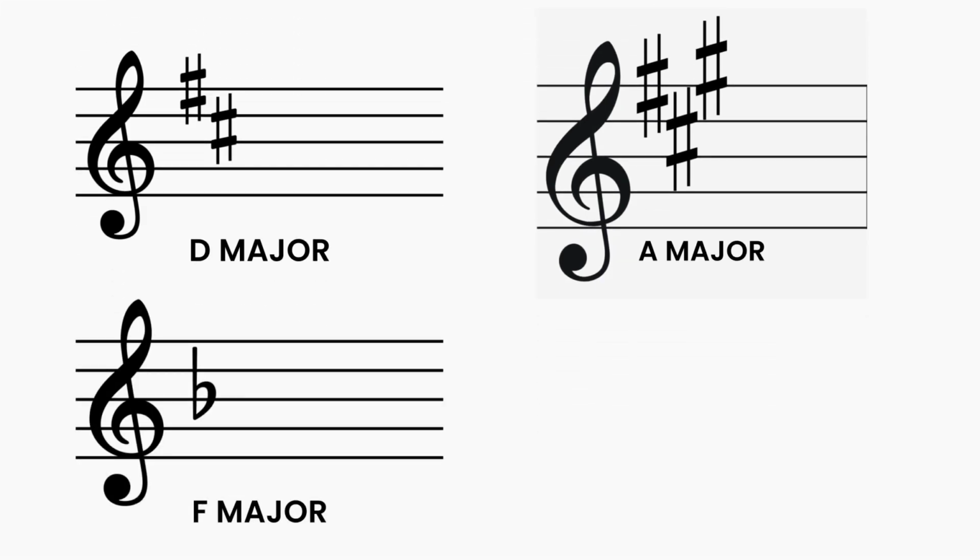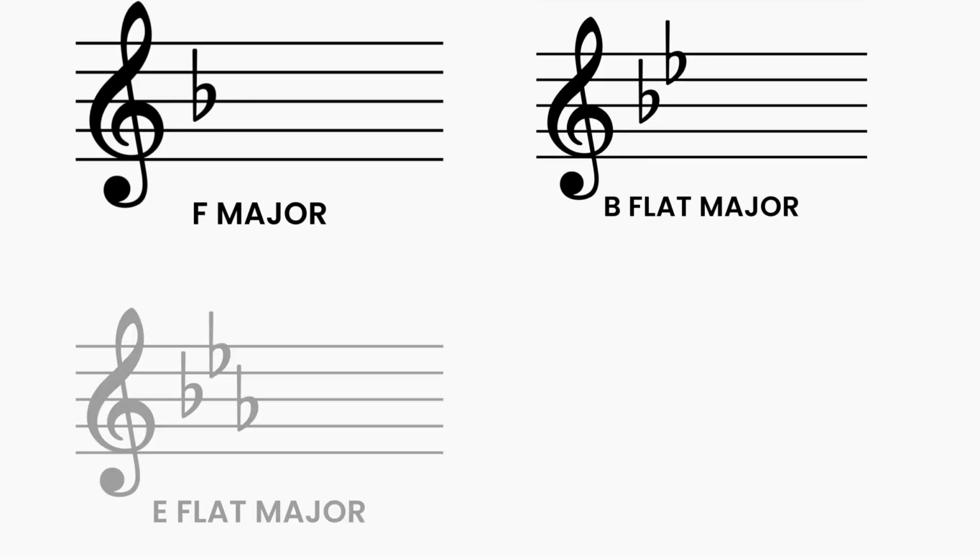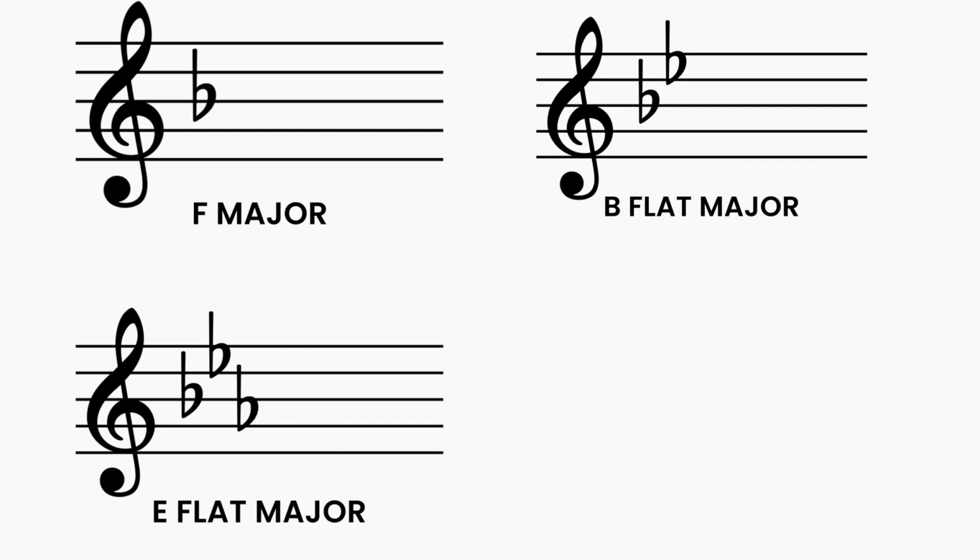F major has one flat, that is B flat. B flat major has two flats, that is B flat, E flat. E flat major has three flats, that is B flat, E flat, and A flat.